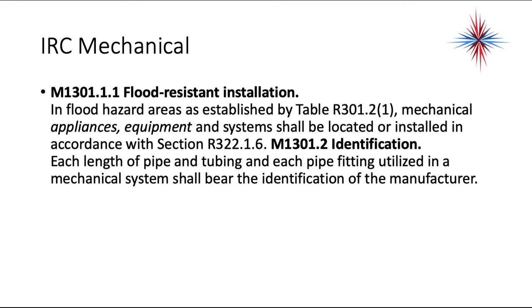Flood-resistant installations is covered in flood hazard areas as established by Table 301.2. Mechanical appliances, equipment, and installations should be located in accordance with Section 322.16. 1301.2, identification: each length of pipe or tubing and each pipe fitting utilized in a mechanical system should bear the identification of the manufacturer. In other words, the manufacturer's information must be left on piping and tubing in some location. You can't erase it all.